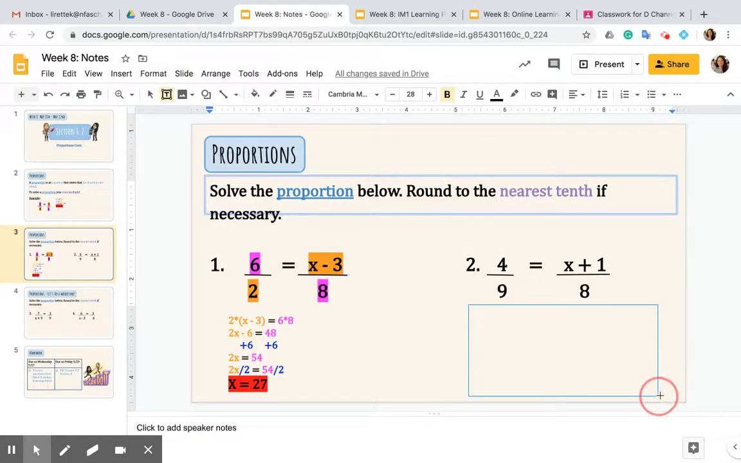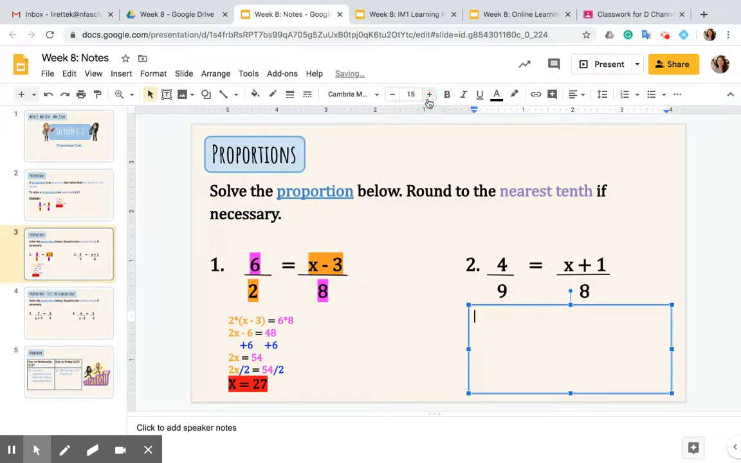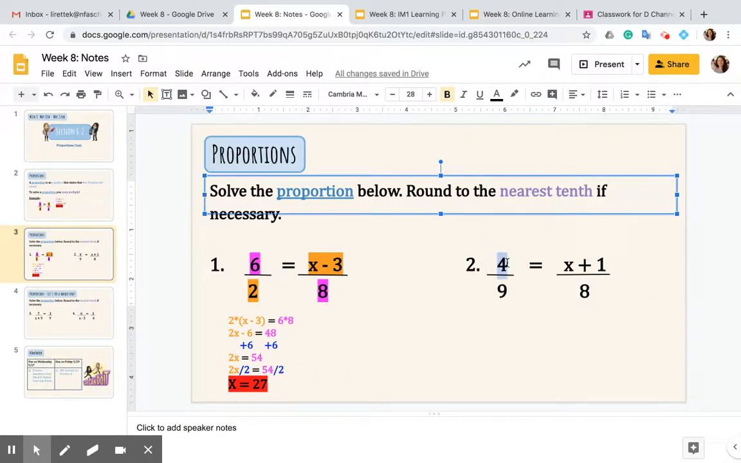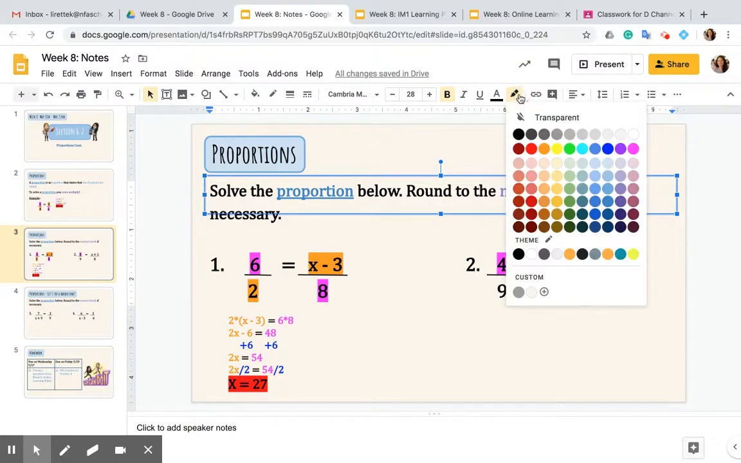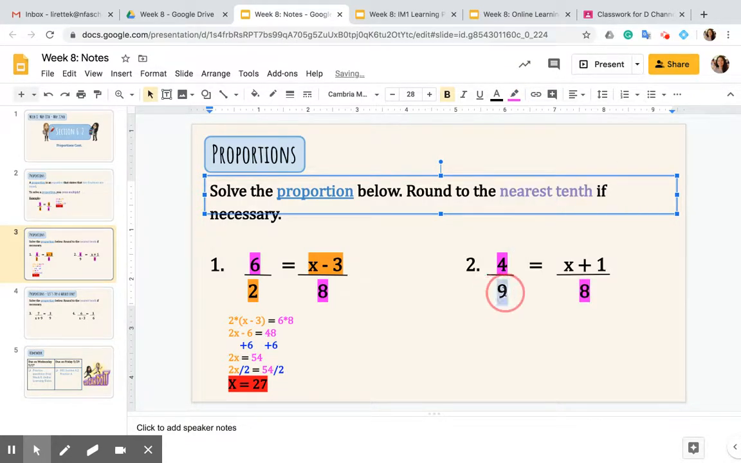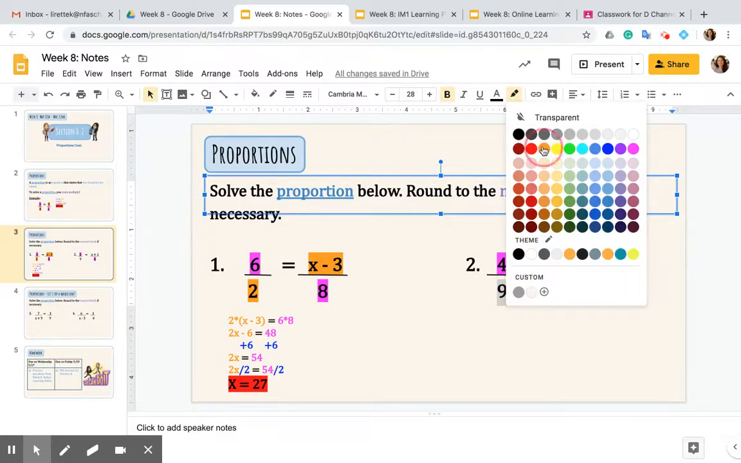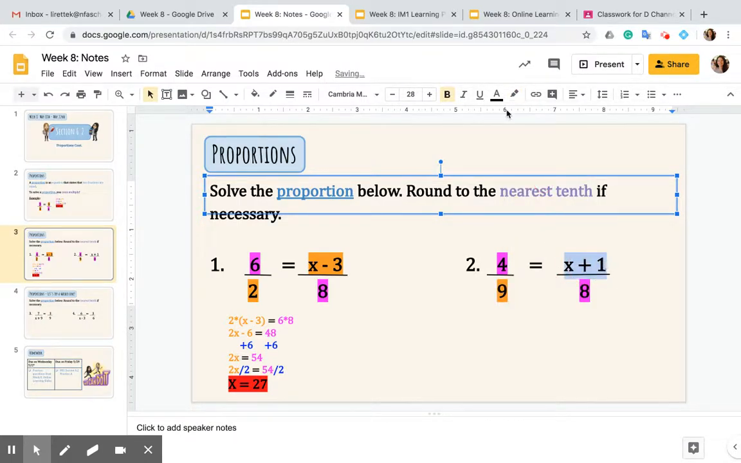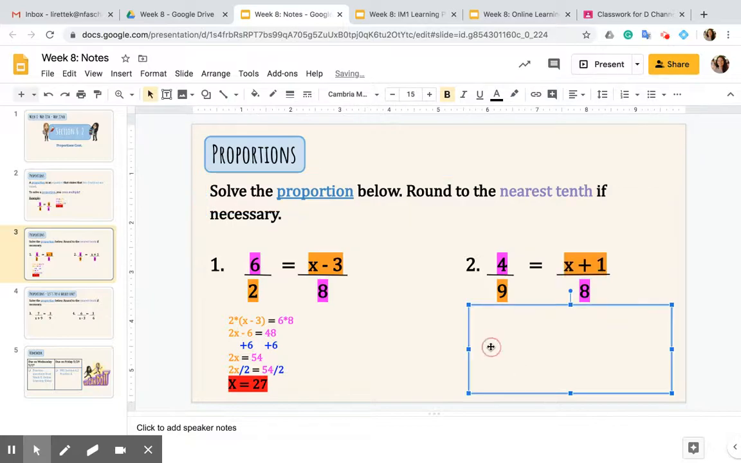Let's do another. I'm going to insert my text box, make it a little bit bigger and bolded, and I'm going to go into my proportion and highlight it. Okay, so I know that one of my cross products is going to be 4 and 8. So let me go ahead and highlight those so it stands out to me. And I know the other one is going to be 9 and x plus 1.